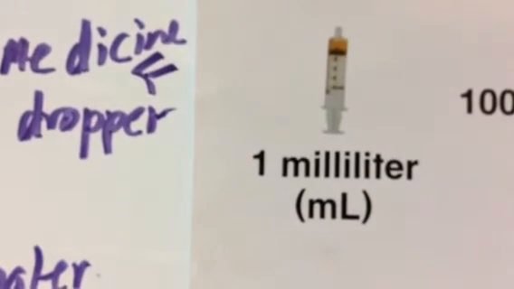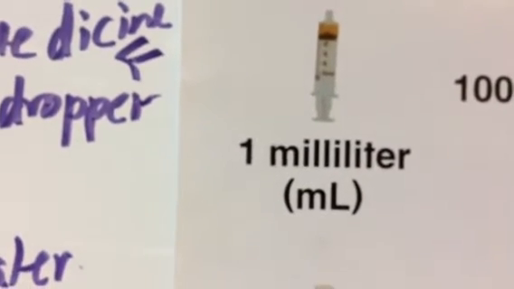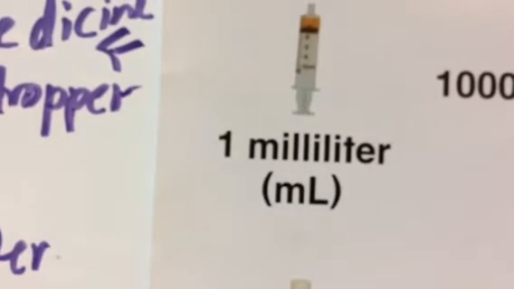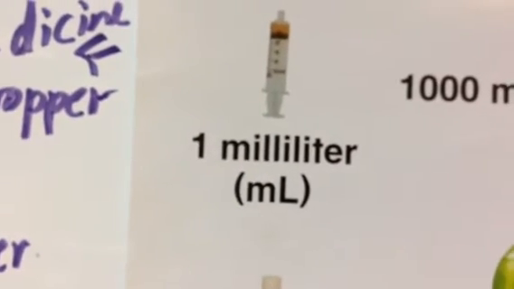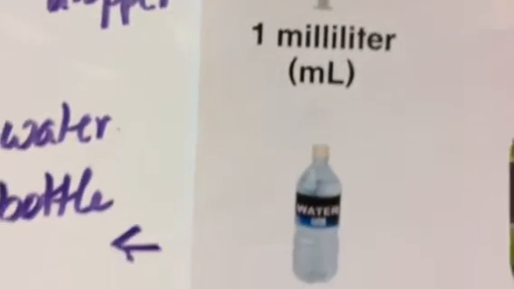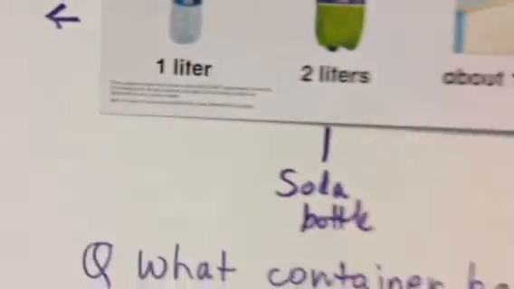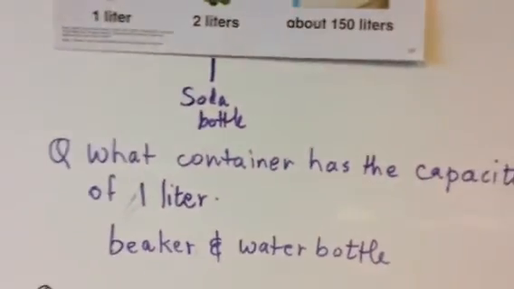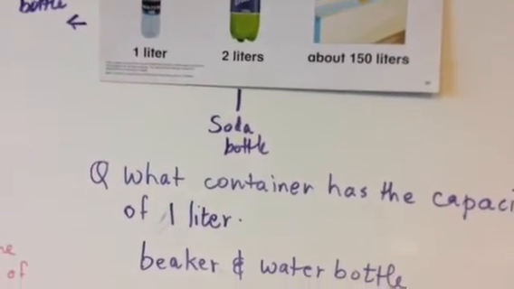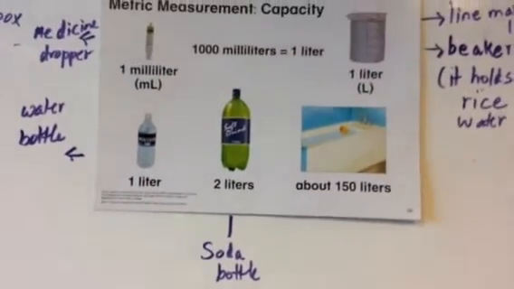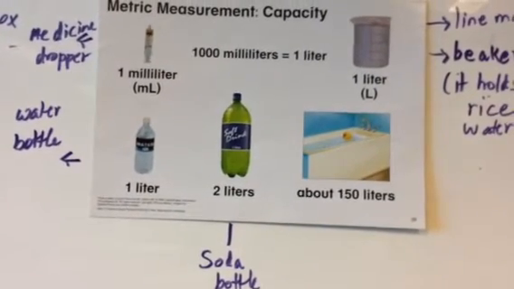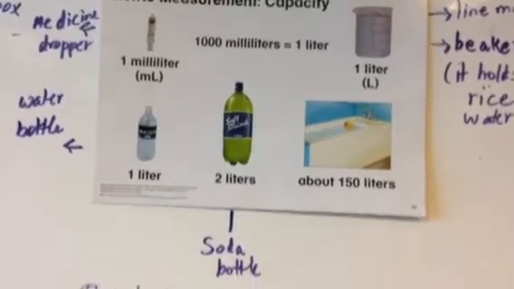Let's look at this medicine dropper. It holds 1 milliliter. So all these different containers have different shapes, and they hold different standard units. Let me go to my question. What container has the capacity of 1 liter? If you remember, it will be the beaker and the water bottle, because it says 1 liter and 1 liter.